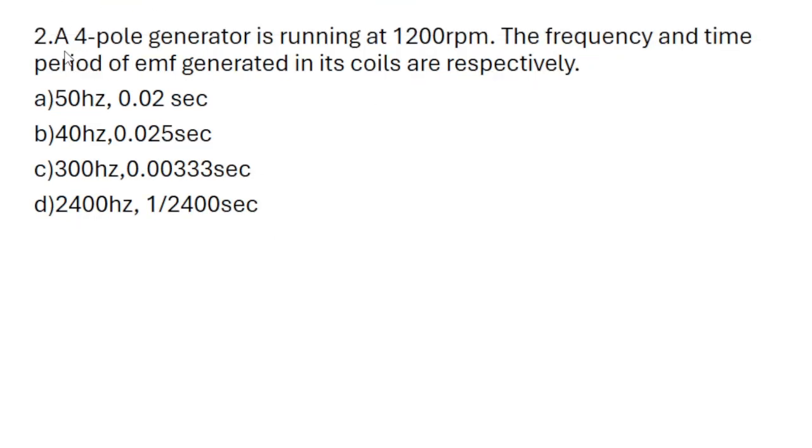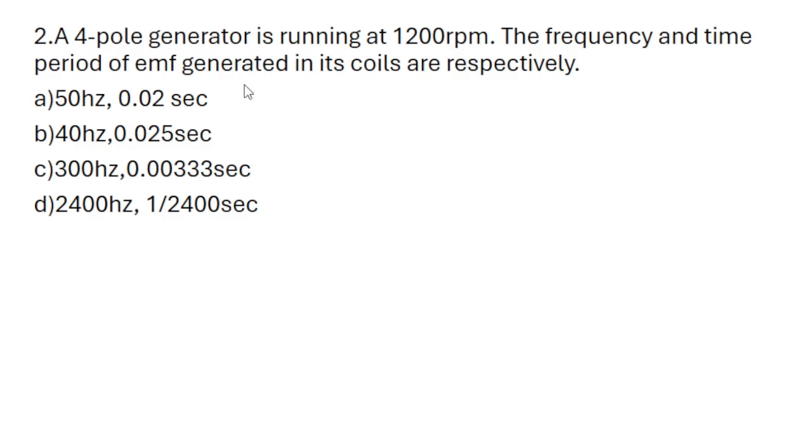Next question. A 4-pole generator is running at 1200 rpm. The frequency and time period of the EMF generated in its coils are respectively. Options are A 50 Hz 0.02 seconds, option B 40 Hz, 0.025 seconds, option C 300 Hz 0.00333 seconds, option D 2400 Hz 1 by 2400 seconds.